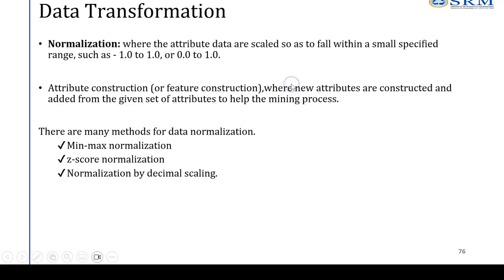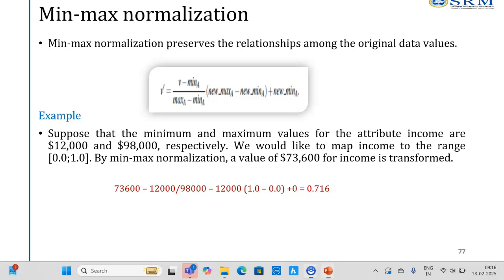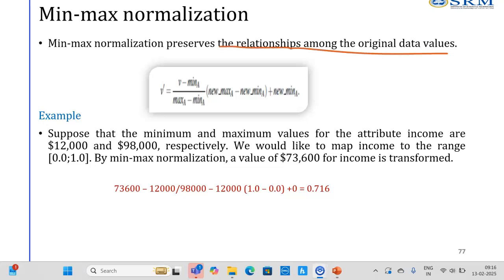So these are the 3 methods. So we'll see one by one. What is Min-Max Normalization? Min-Max Normalization preserves the relationship among the original data values. So this is the formula for the min-max normalization.